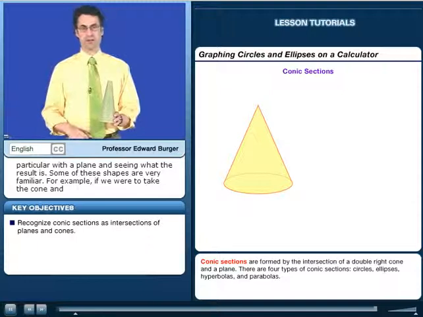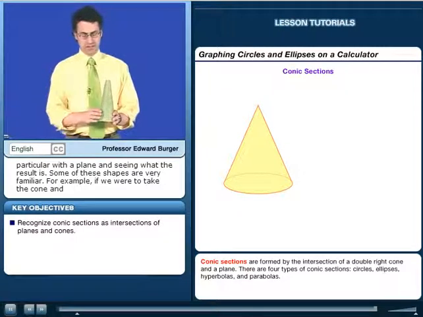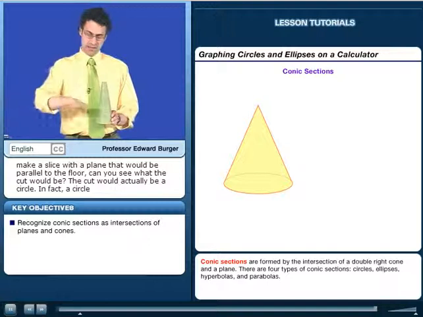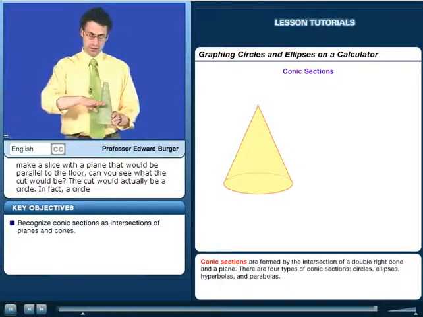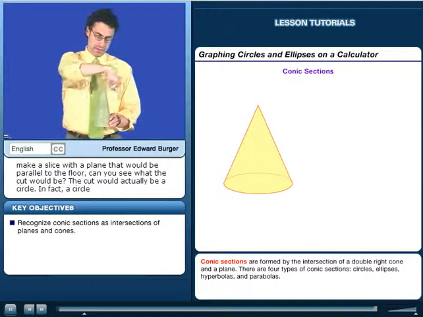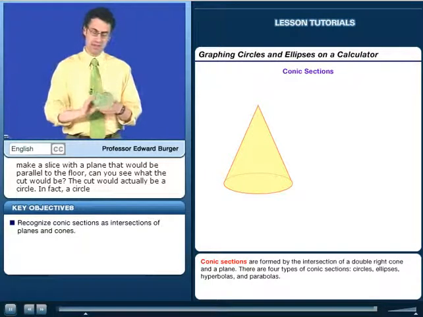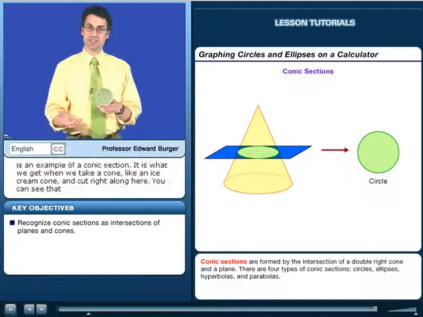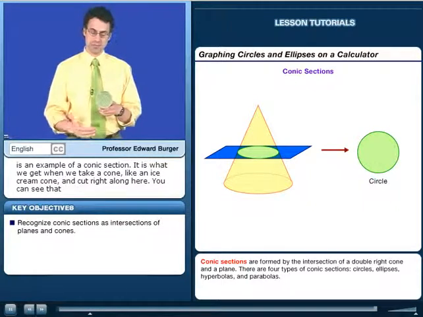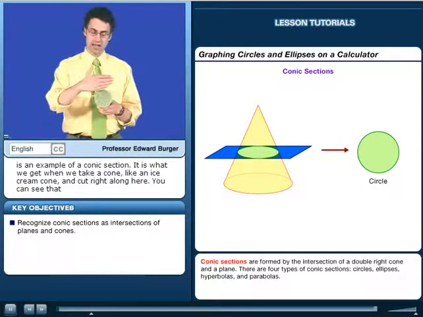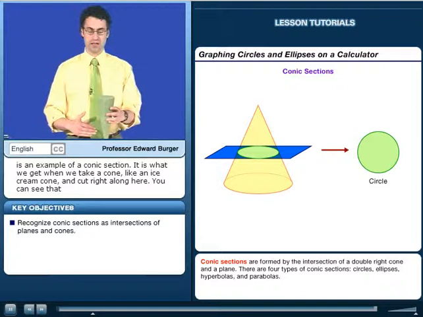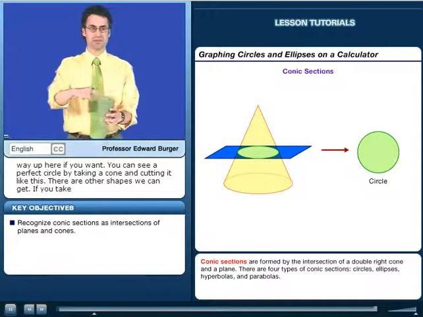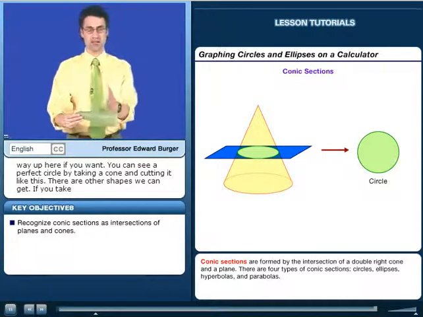Now, some of these shapes are very familiar. For example, if we were to take the cone and make a slice with a plane that would be sort of parallel to the floor, can you see what the cut would be? The cut would actually be a circle. So in fact, a circle is an example of a conic section. It's what we get when we take a cone, like an ice cream cone, and cut right along here. You can see that way up here too if you want, and you can see a perfect circle by taking a cone and cutting it like this.